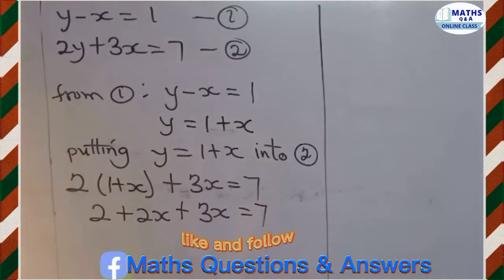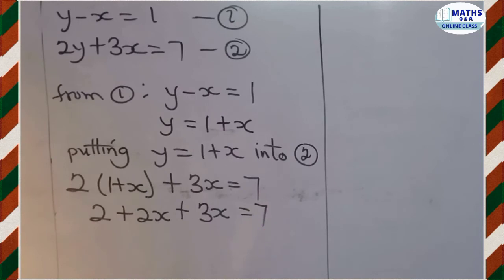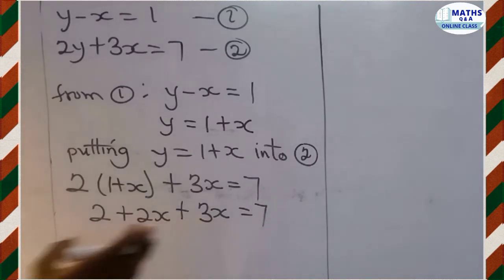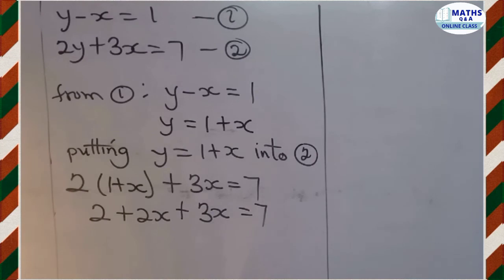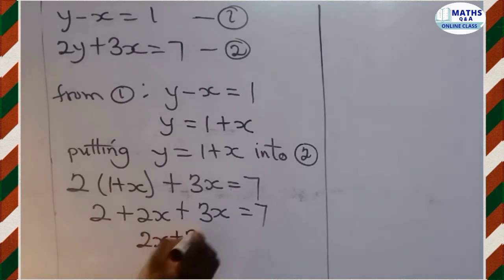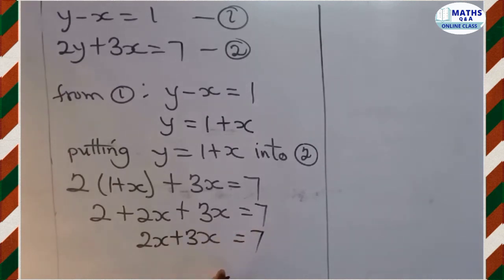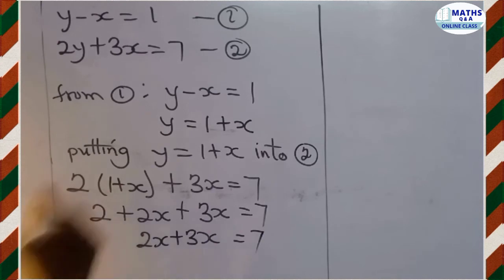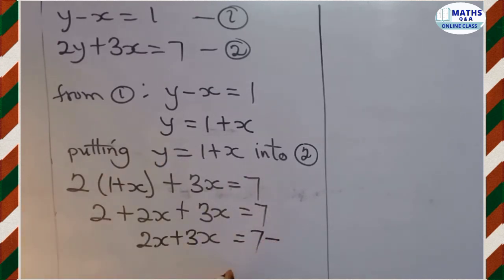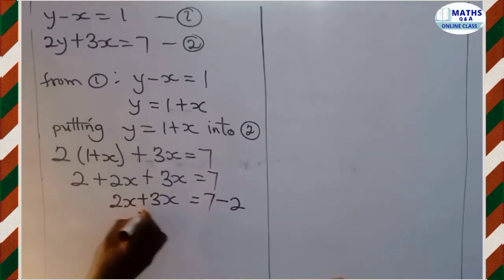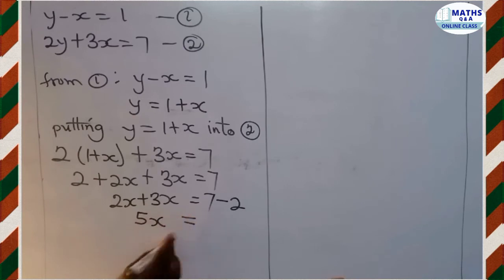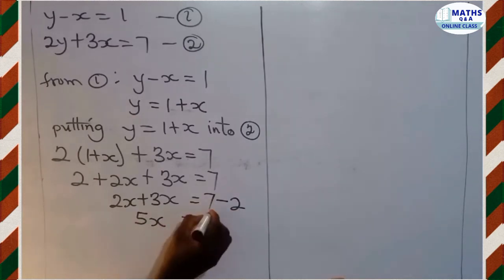Now the next thing is we have to group like terms. Those having x in them, we leave at one side, and the constants we leave at the other side. So I'm maintaining those having x here. I have 2x plus 3x equal to 7, which is a constant number, and I'm sending the constant number 2 to the other side. So it becomes negative, because it's positive at this side. So 2x plus 3x gives us 5x equal to 7 minus 2, which gives us 5.